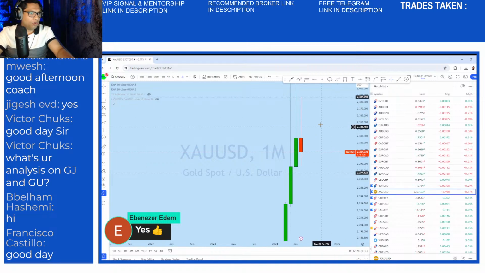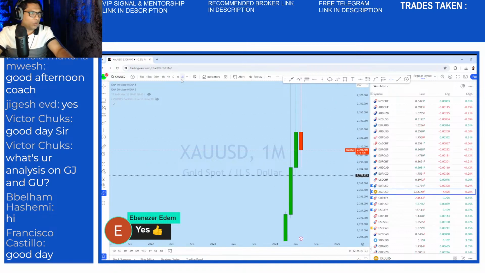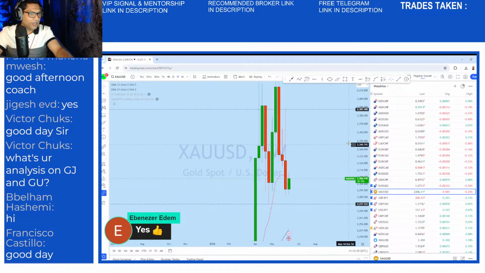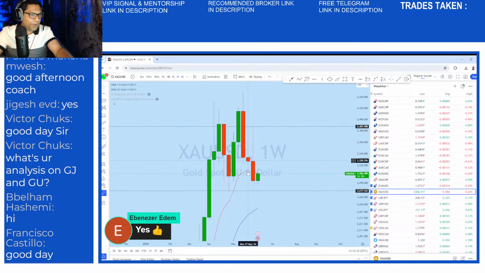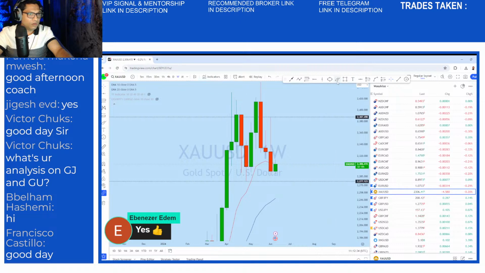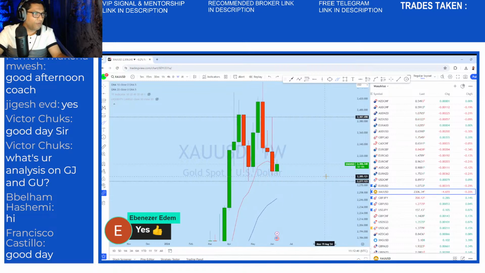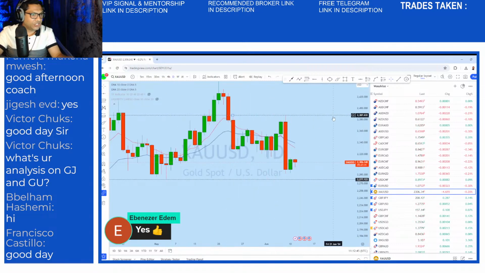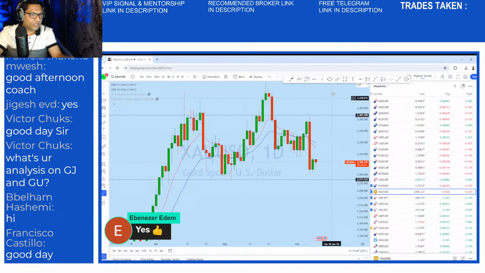Let's look now at the weekly. We can see there is a rejection from the weekly. This is a weekly bearish engulfer. The market has broken that high, grabbed the liquidity, and has formed this long bearish engulfer on the weekly. And if we look at the daily chart, this is the daily massive drop. We see that there is a massive drop on the daily.